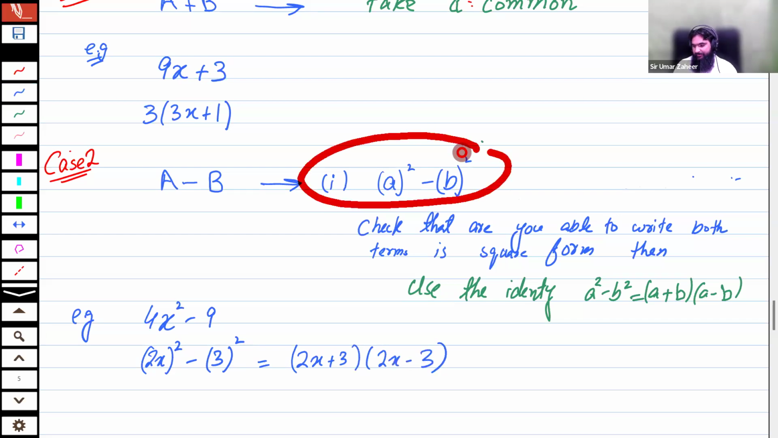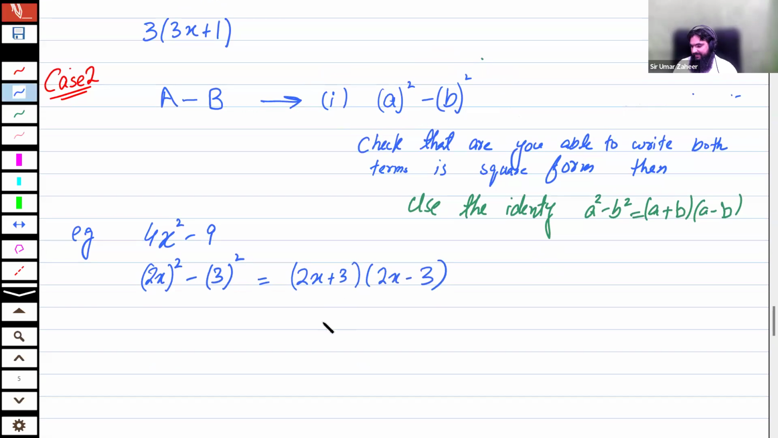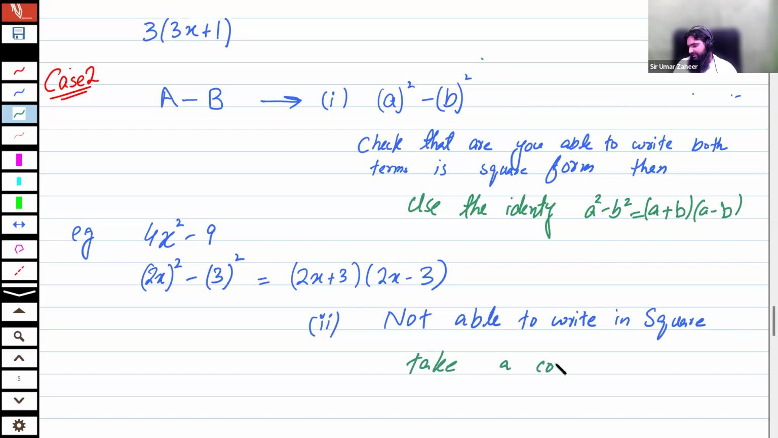This is the first case. The second case is you're not able to write in square. So what you will do, you have to take a common, you don't have any other option.